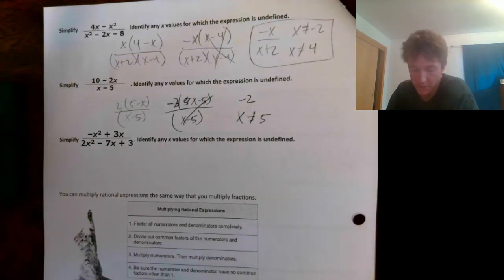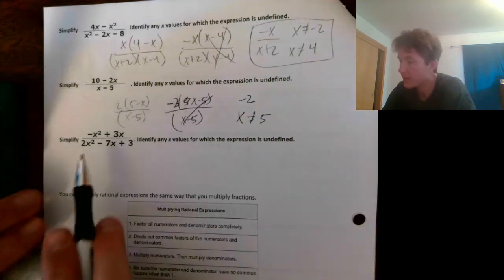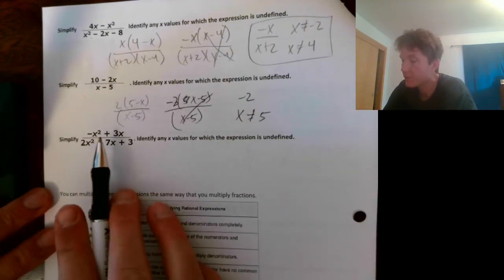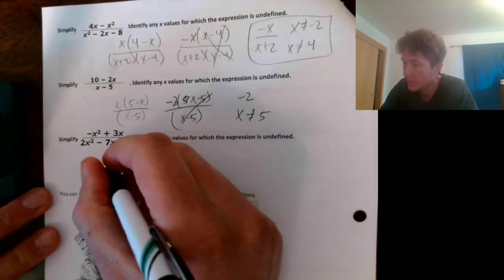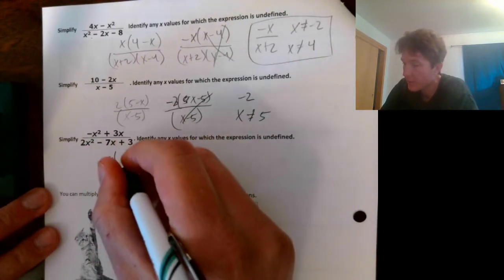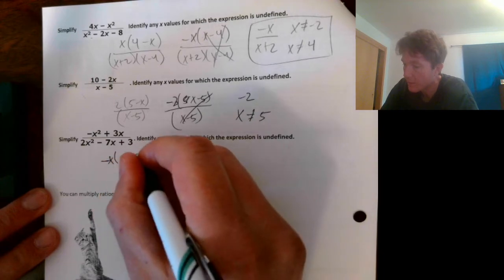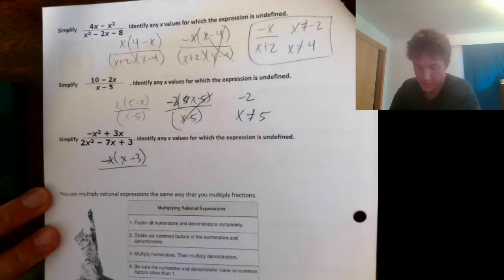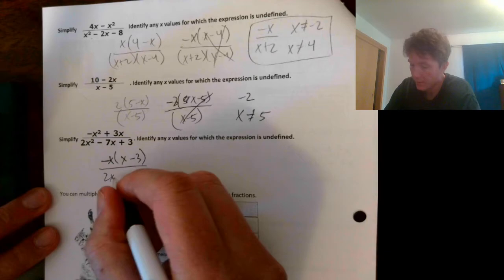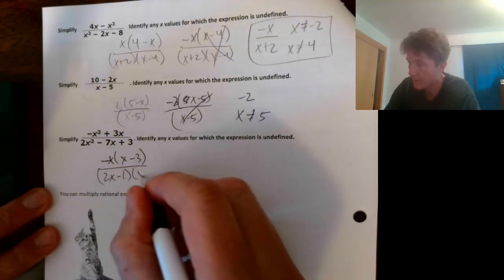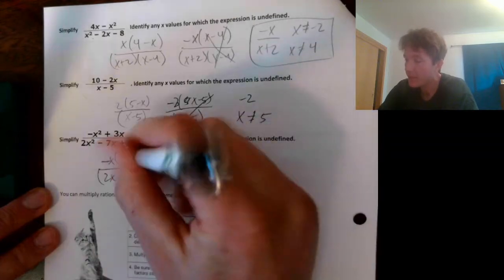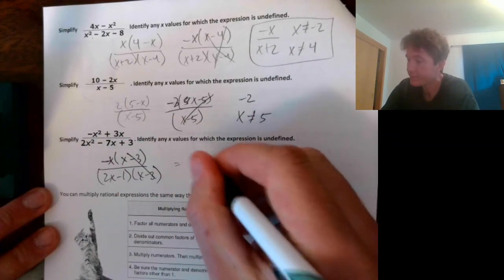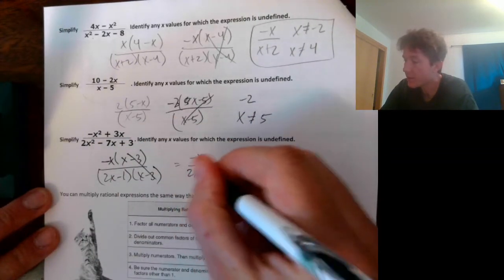Alright, last one. Let's go ahead and do this. This is negative x squared plus 3x. What I'll do is I'll take out the negative first off. So I'll make it x minus 3 on the top. The bottom is going to be 2x minus 1 times x minus 3. These cancel. I'm left with negative x over 2x minus 1.